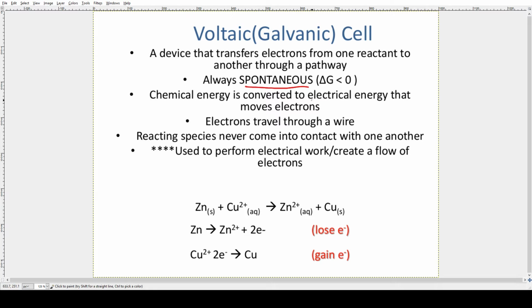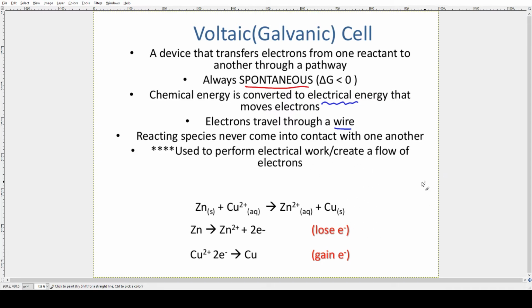Chemical energy in these cells is converted to electrical energy that moves electrons through a wire. It's kind of special because the reacting species don't even have to touch each other in order for the reaction to happen. In order for the oxidation and reduction to occur, they don't have to touch one another. These are used to perform electrical work, create a flow of electrons, and power your calculators, your blender. Are blenders battery operated? I don't know, anything.